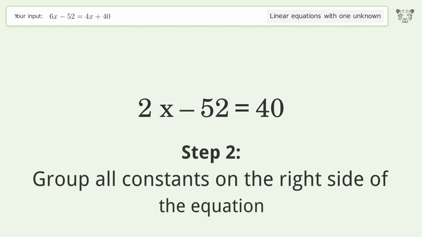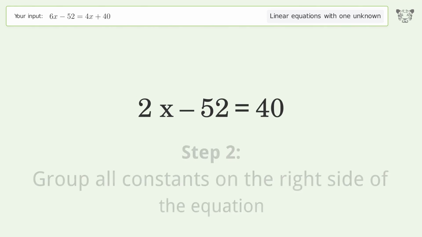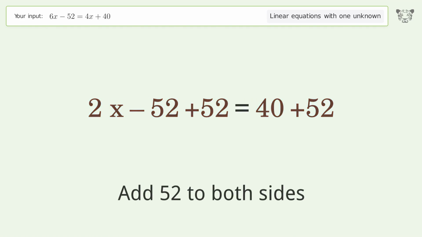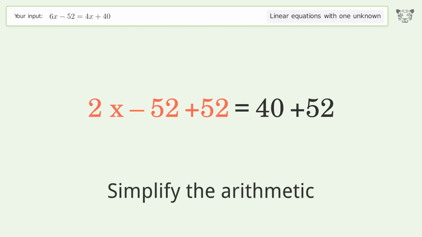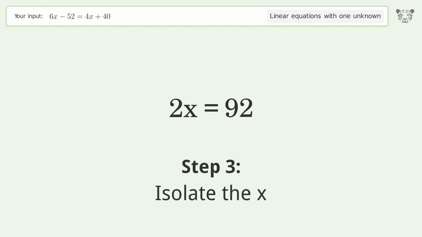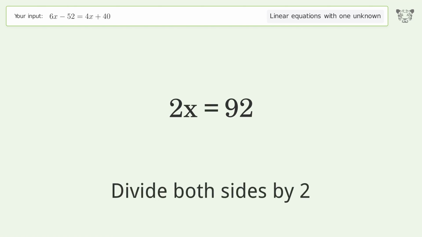Group all constants on the right side of the equation. Add 52 to both sides. Simplify the arithmetic. Isolate the x. Divide both sides by 2.